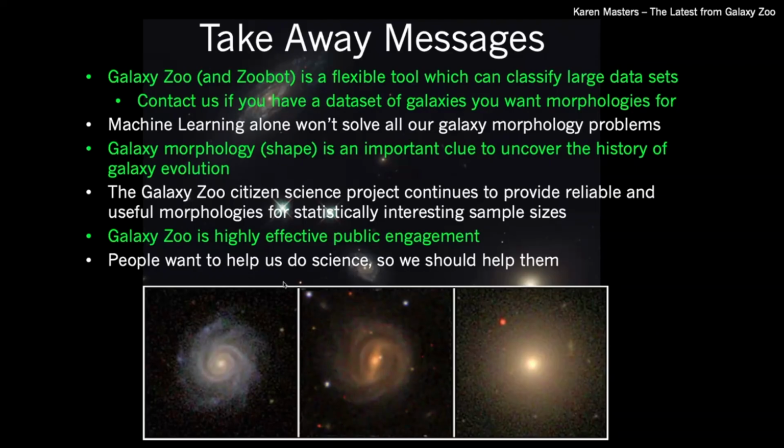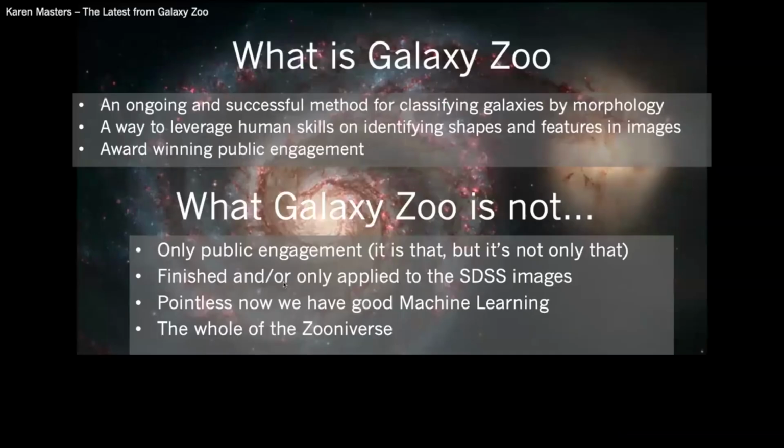People want to help us do science, and so it's a good thing to keep doing Galaxies to give them an outlet for that. Not just Galaxies, of course, but all of the Universe projects. In preparing this talk, I was asking what Galaxies is and what Galaxies is not. I would argue that Galaxies is an ongoing and successful method for classifying galaxies. It's a way to leverage human skills on identifying shapes and features in images. And it's also award-winning public engagement. I haven't talked about the awards, but we have won some awards for the work we've done, which has been a pleasure.